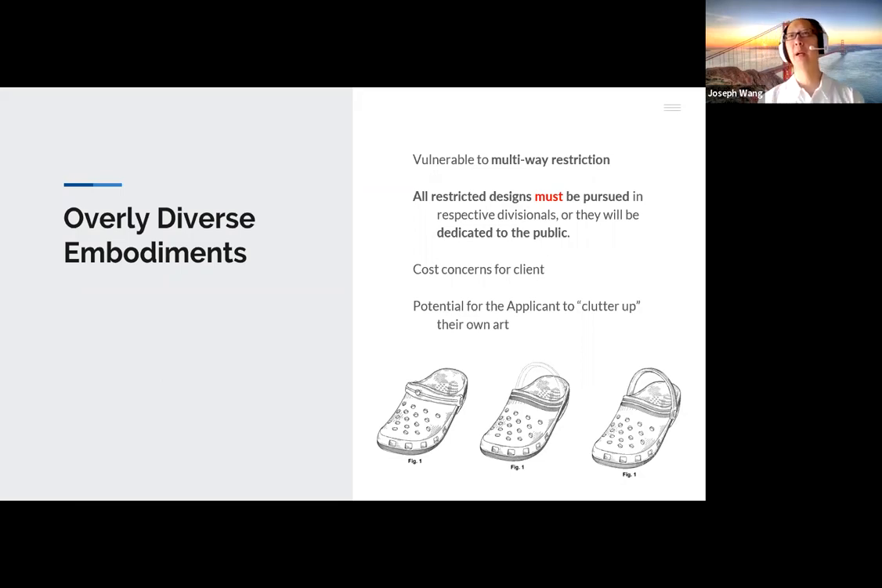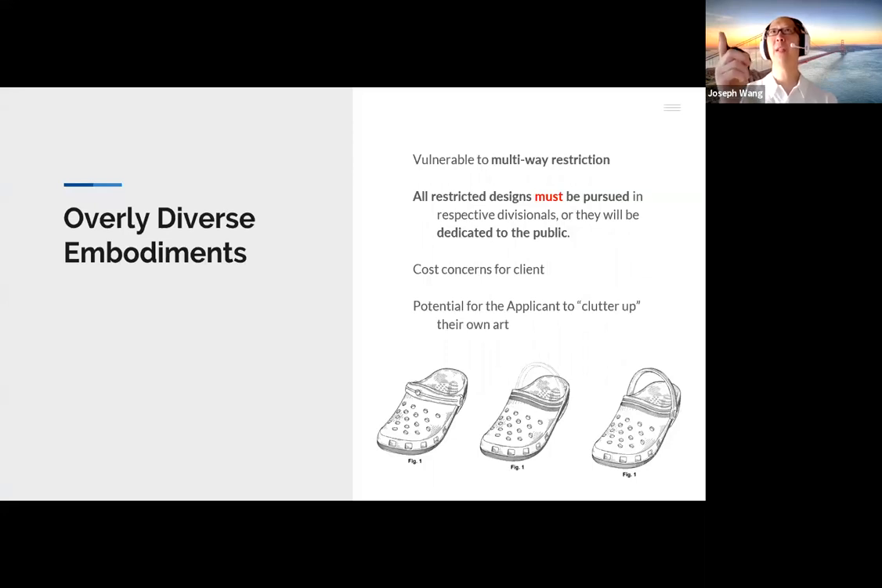estoppel will apply here. Since the examiner parsed out the original subject matter into separate designs, and the applicant accommodated that, he sort of implicitly agreed with that. They don't get to recapture that subject matter, right? So you cannot recapture your canceled embodiments in the design patent granted for the elected embodiment. That's why they become dedicated to the public unless they are separately pursued in their own divisionals.